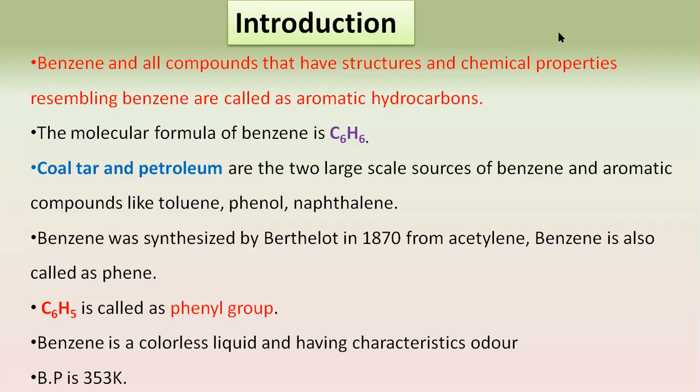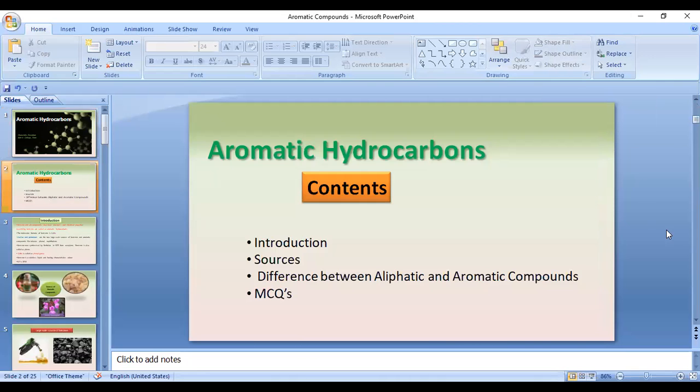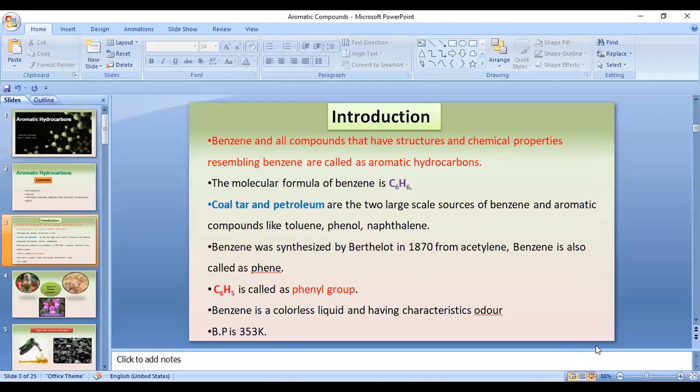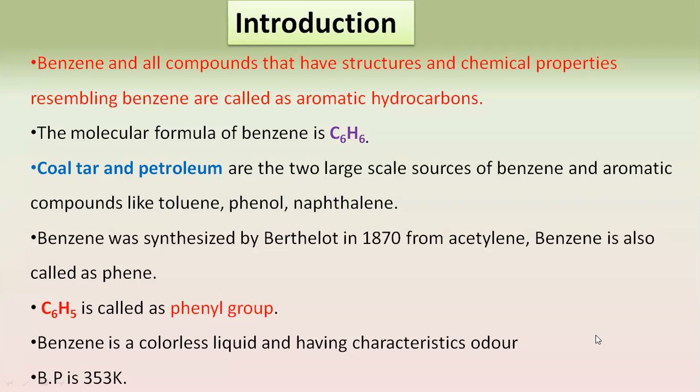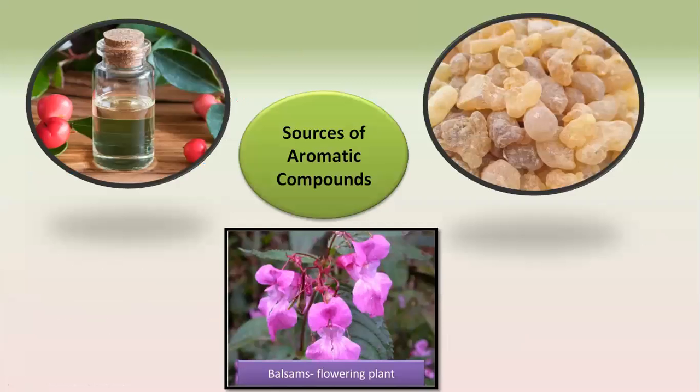Benzene, it is also called as phenol. C6H5 is called the phenyl group. Benzene is a colorless liquid having a characteristic odor. The boiling point of benzene is 353 Kelvin.